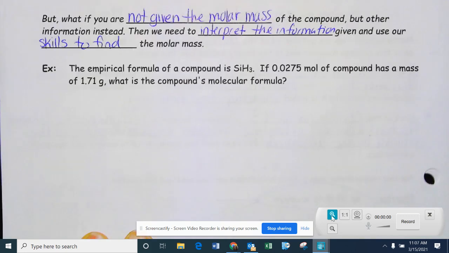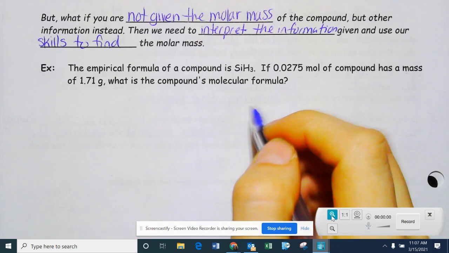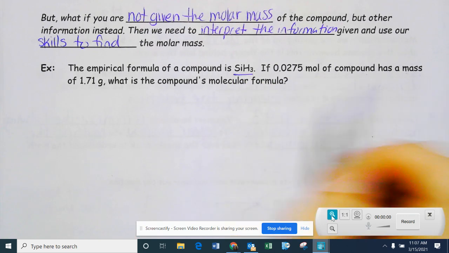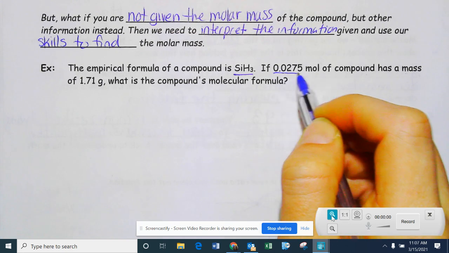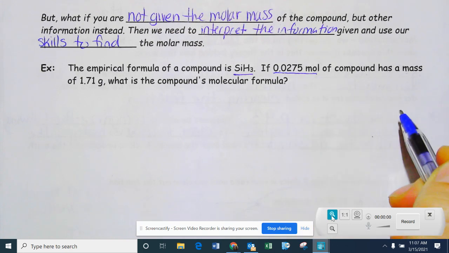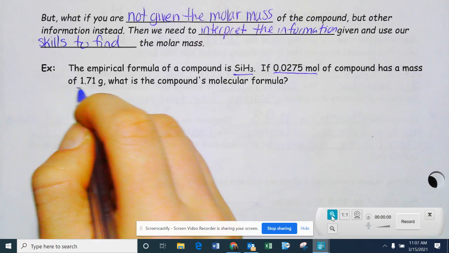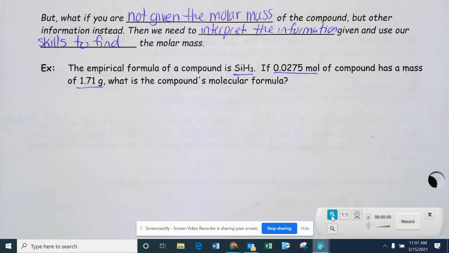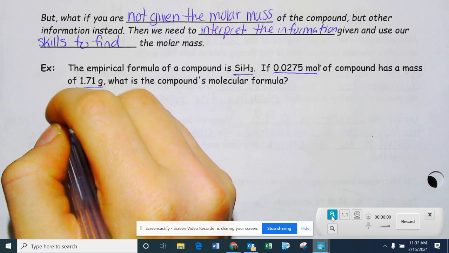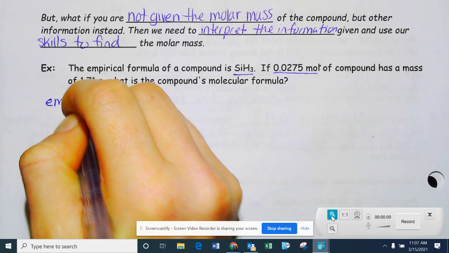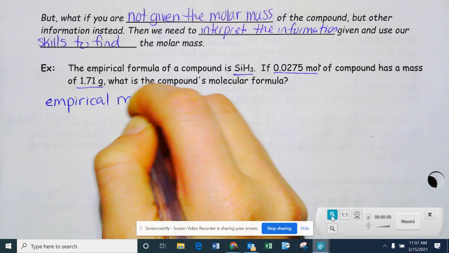Okay, so in this example, I'm given SiH3, and I've got 0.0275 moles of that compound has a mass of 1.71 grams. So I'm being asked for the compound's molecular formula. Now I'm not given the molar mass, but I do know how many moles has this mass, right? So what you can do from there is figure out the empirical mass first. That's always our first step when we're doing this. Empirical mass.